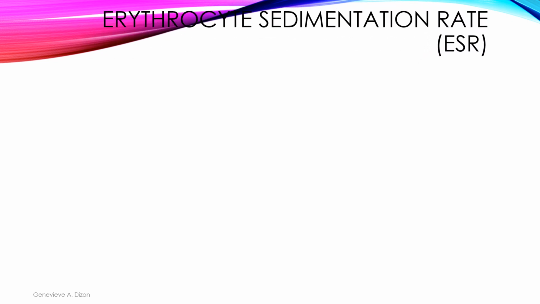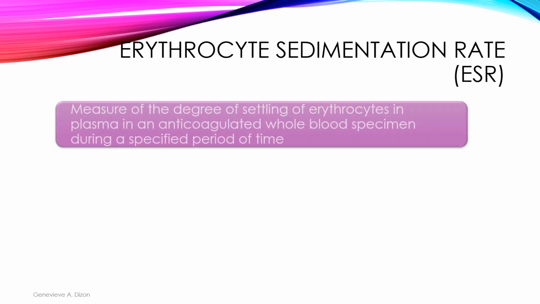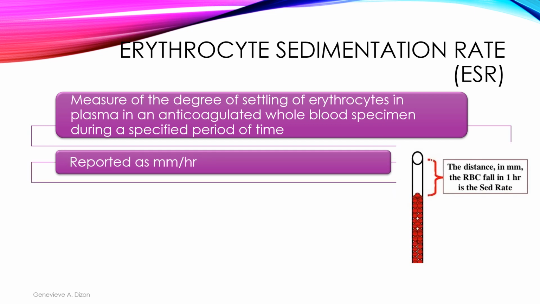ESR stands for Erythrocyte Sedimentation Rate. Erythrocyte is another name for red blood cells. Sedimentation means settling down, and the rate refers to how fast or how slow the activity is. Therefore, we can define ESR as the measurement of the degree of settling of erythrocytes that are in plasma collected as an anticoagulated whole blood specimen that is performed in a specified period of time. This is reported as millimeters per hour.